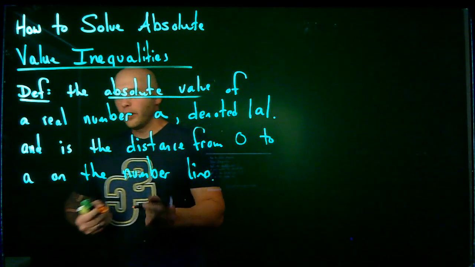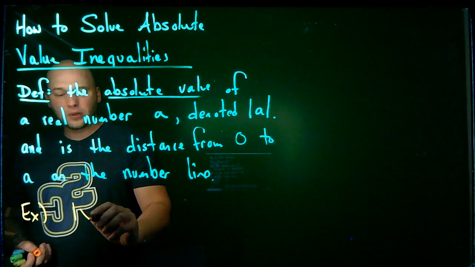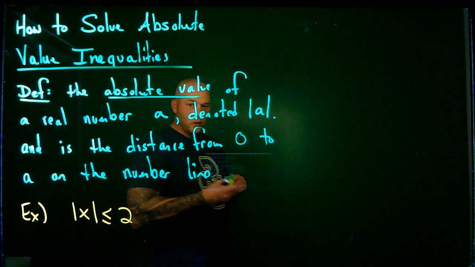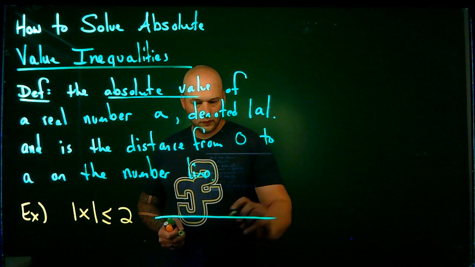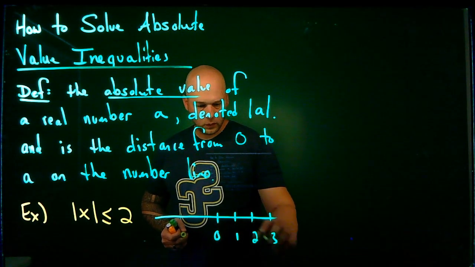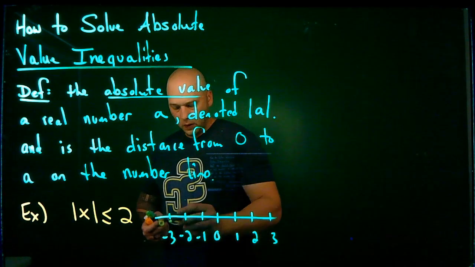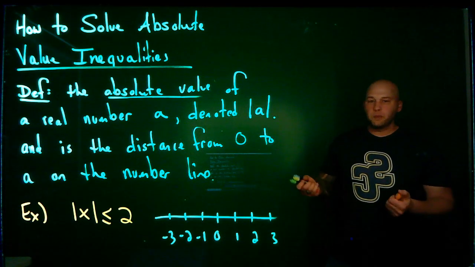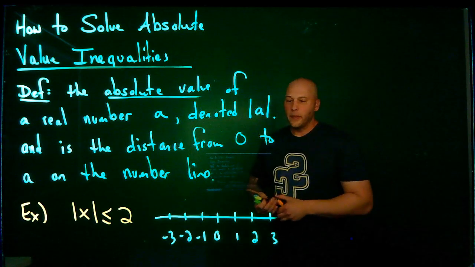Now, let's look at the following example. Let's say I wanted to consider the absolute value of x is less than or equal to 2. Okay? Well, let's look at a number line, and let's go from -3 to 3. Now, let's just pick some random points and see if they satisfy the inequality. How about the number 1?